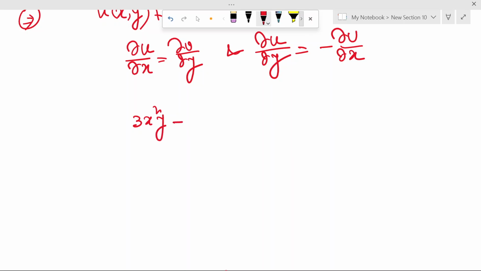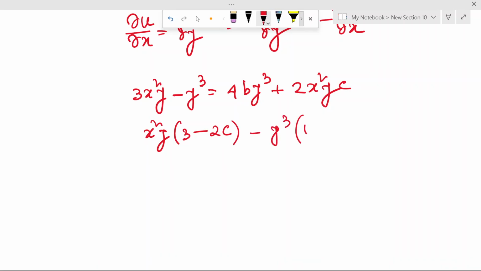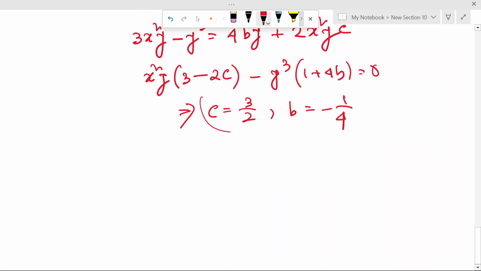3x square y minus y cube is equal to del v del y, which is 4b y cube plus 2x square y. Right? Now you can take x square y common, that is 3 minus 2c. Sorry, there is this constant c. So x square y times (3 minus 2c) minus y cube times (1 plus 4b) is equal to 0. That means c is equal to 3 by 2 and b is equal to minus 1 by 4. That gives you the b and c values.